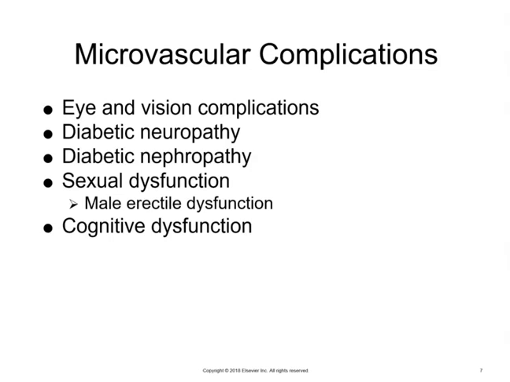Sexual dysfunction can happen in both men and women, but is more likely in men, and this is related to damage to the nerve and vascular tissue. Cognitive dysfunction can occur in clients who are over the age of 65, and that's due to chronic microvascular disease that contributes to neuron damage, brain atrophy, and cognitive impairment.